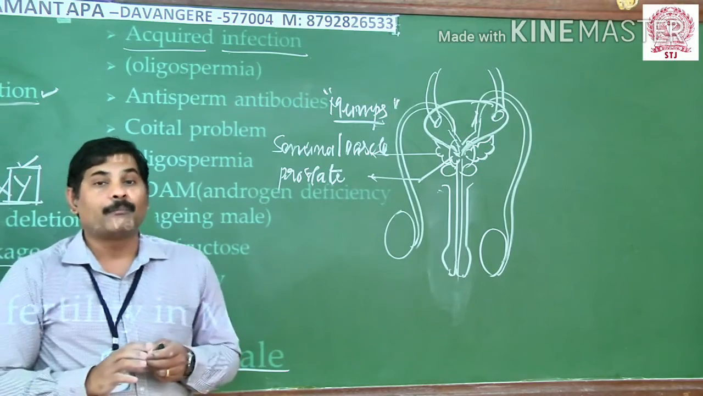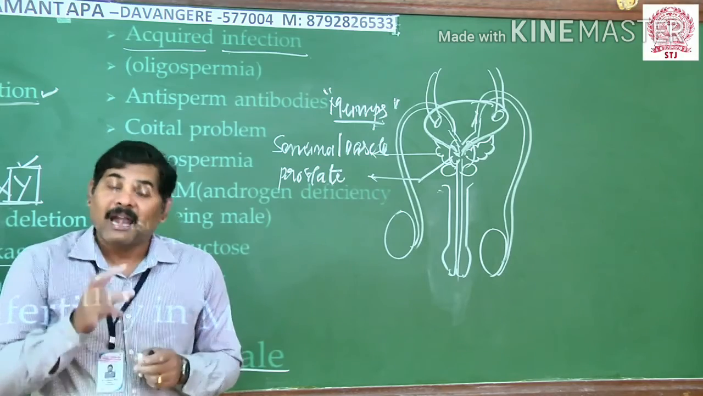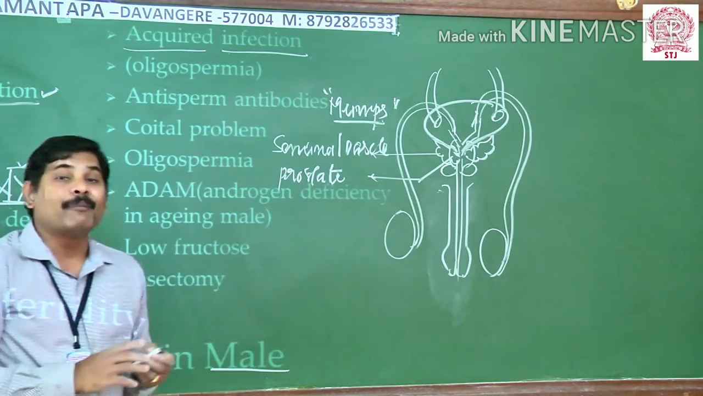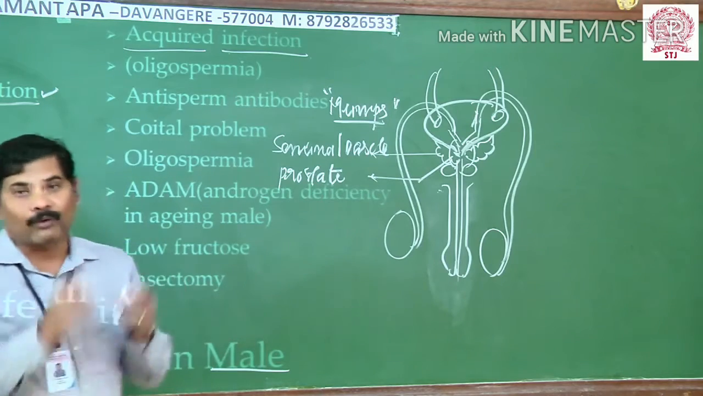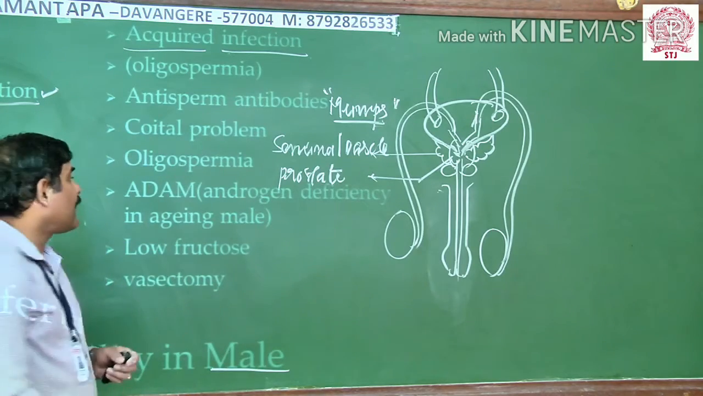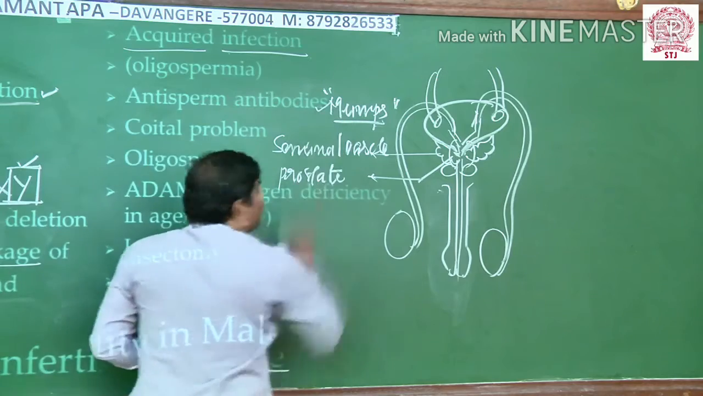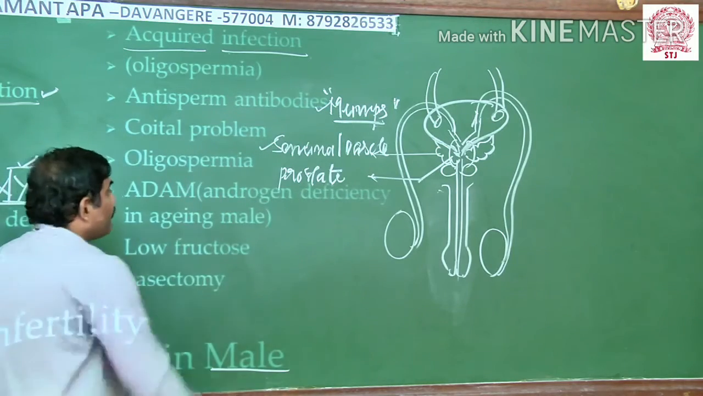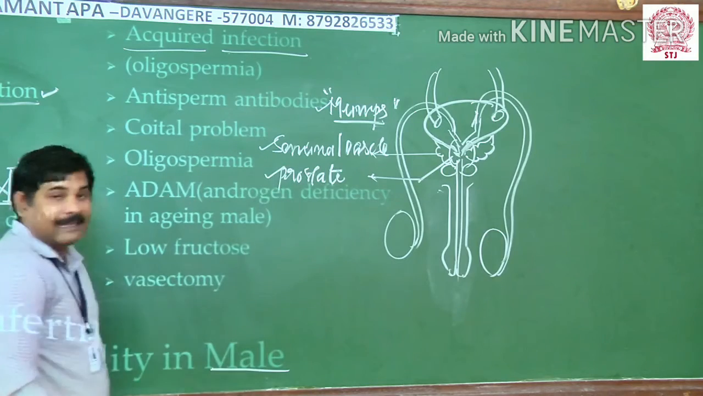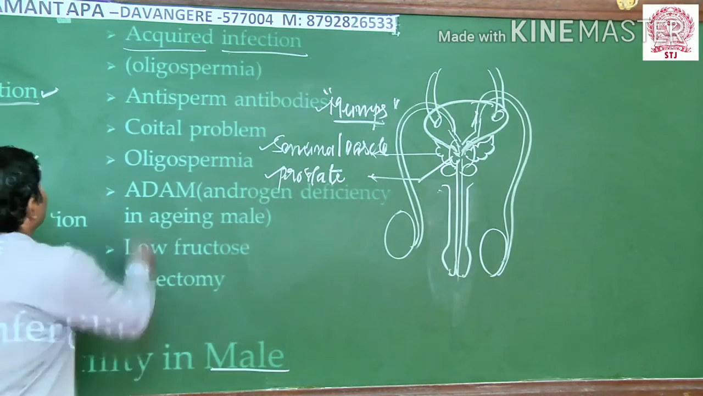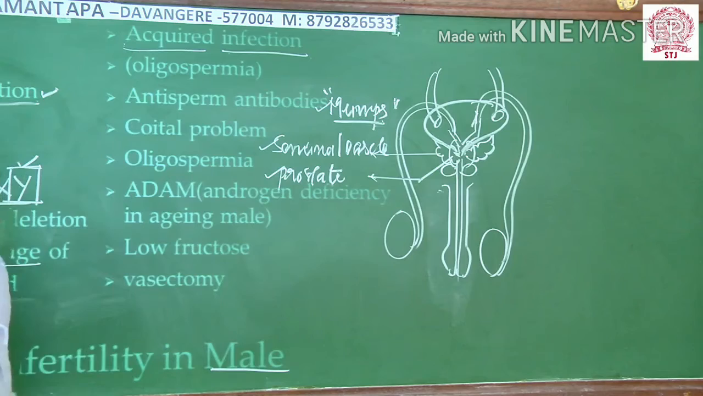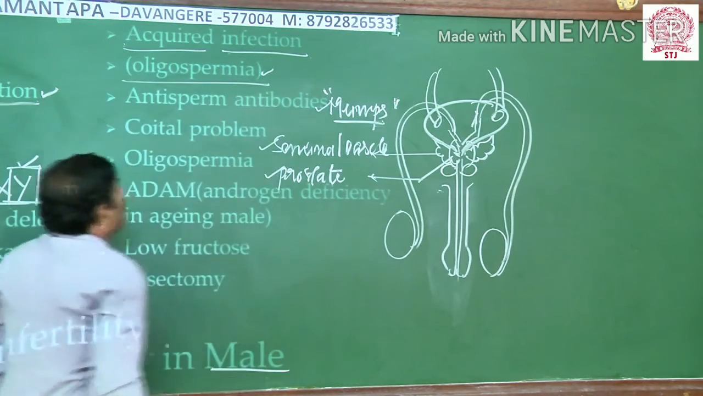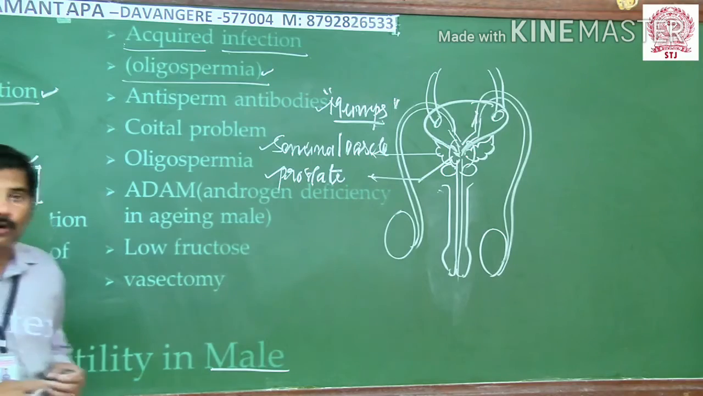You can see these parotid salivary glands, and they get infected by a kind of myxovirus, the parotitis virus. In such infections, mumps, when the seminal vesicles get infected, and thereafter when the prostate gland gets infected, it leads to infertility. Finally it leads to oligospermia. I said already regarding this oligospermia.